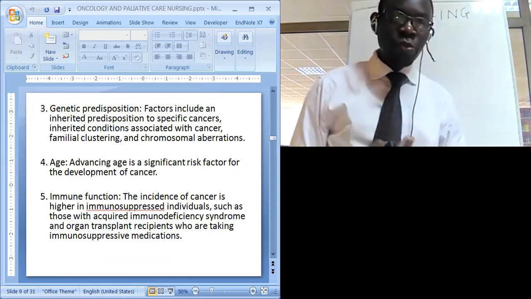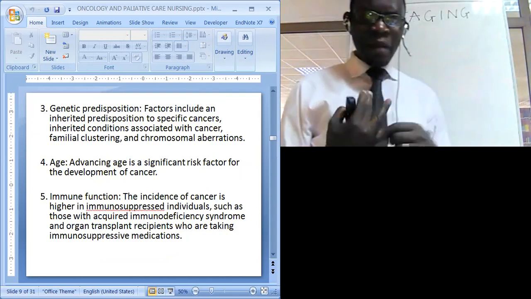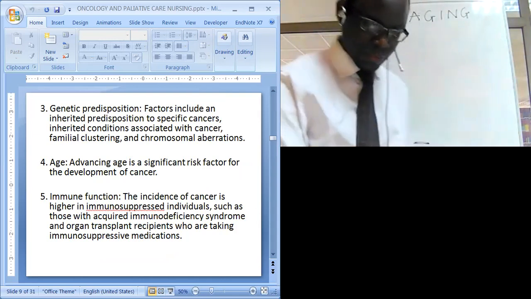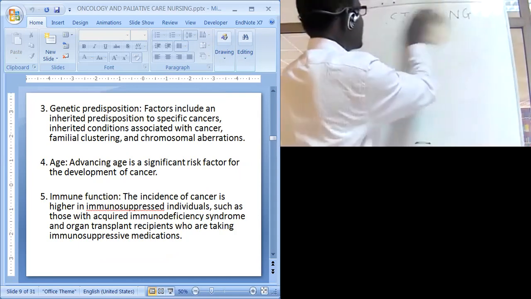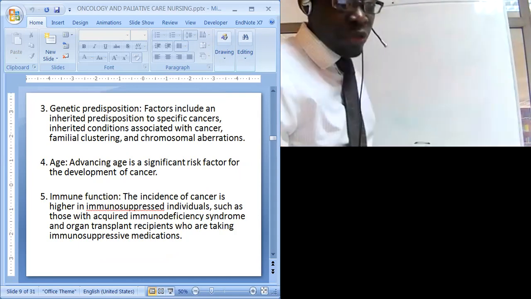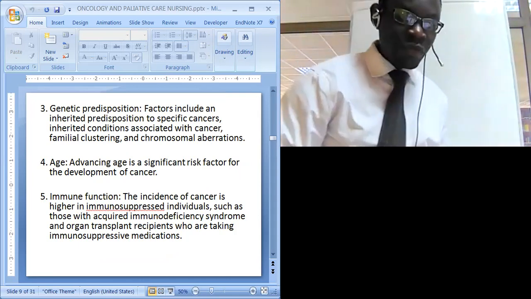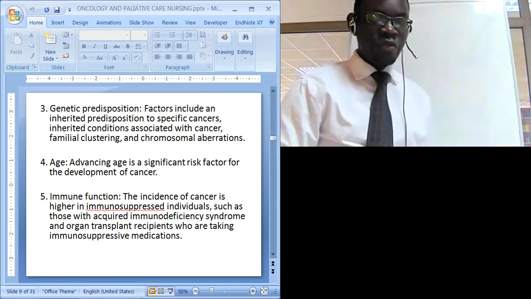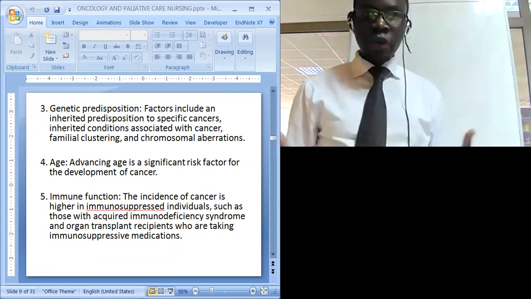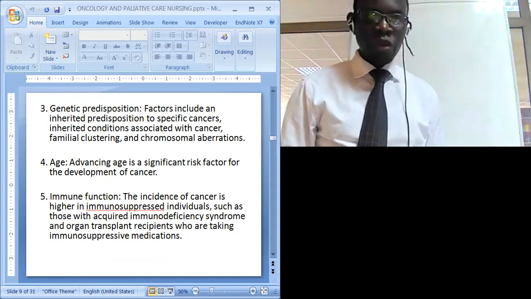Then genetic predisposition. There are some cancers that run in families, like for example breast cancer. If you have an immediate relative who has had breast cancer, there are high chances that you can also get or acquire breast cancer.